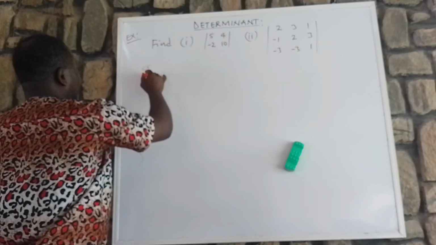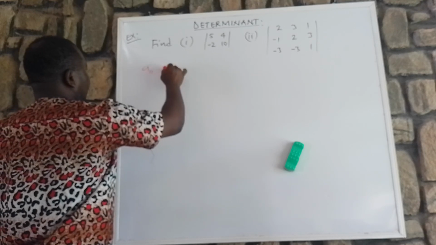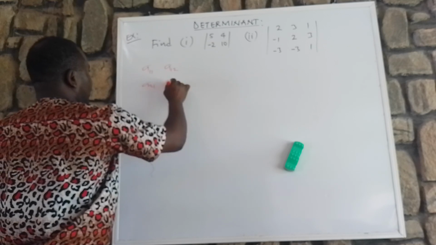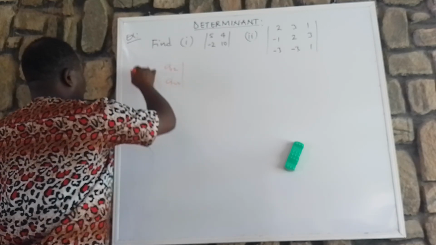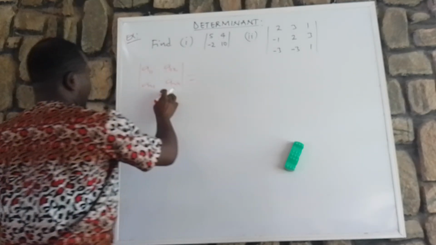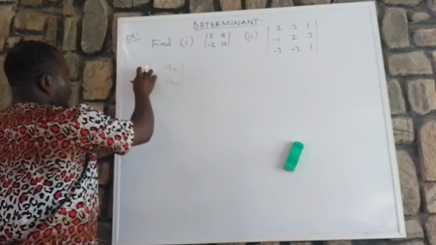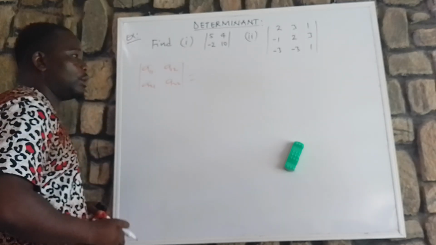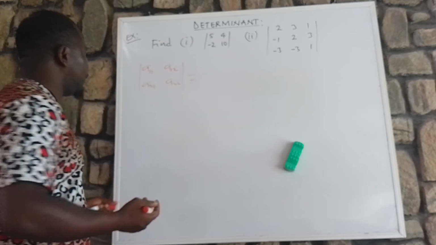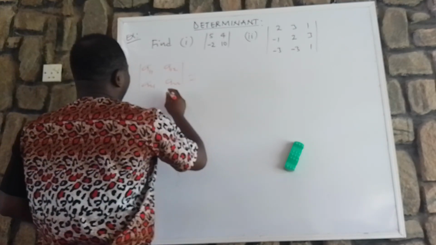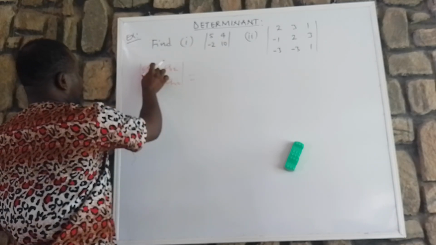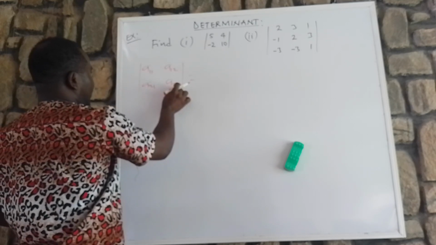This is A11, A12, A21, sorry, A22. If we are to obtain this determinant, note that you use this to multiply this, or use this to multiply this. Mind you, multiplication is commutative, true or false? What I mean by commutative is use this one to multiply this or use this one to multiply this.